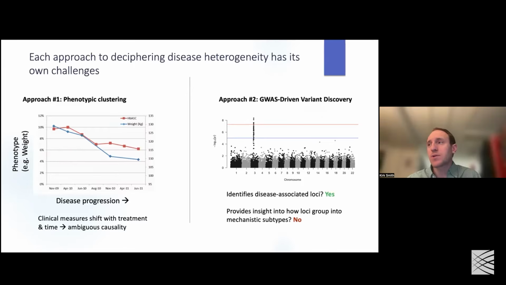Additionally, with this approach, we don't learn much about the disease-causing mechanisms. So that brings us to genetics, which is a much more constant data type, and we can assume it has a one-way causality with the disease.